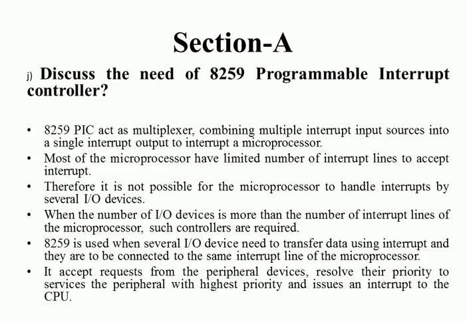Now we move on to another one: discuss the need of the 8259 programmable interrupt controller. In the last video we also discussed what a programmable interrupt controller is. It manages the interrupts that are sent to a processor, 8085 or 8086. Whenever a number of interrupts are sent, acting as a multiplexer, it combines all those interrupts into a single interrupt that is further sent to the processor.